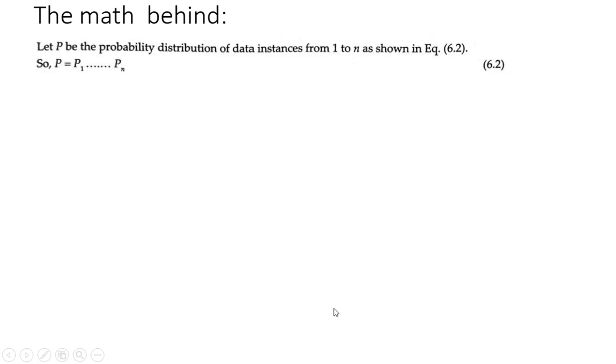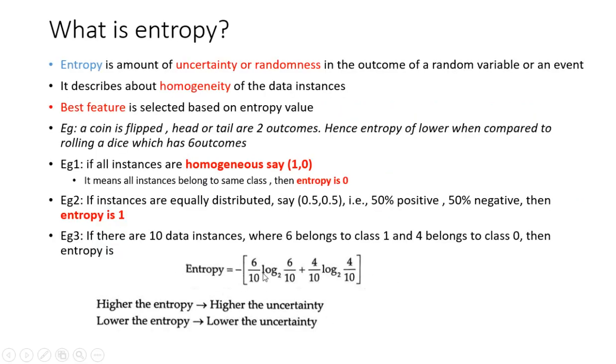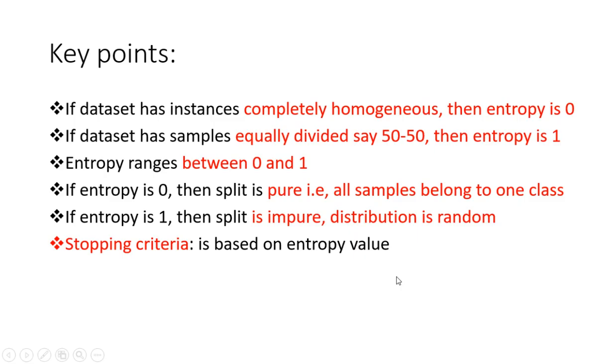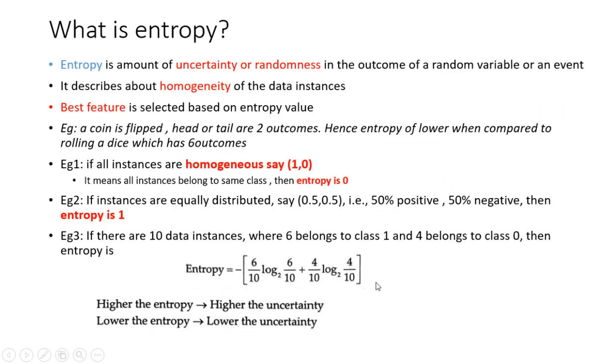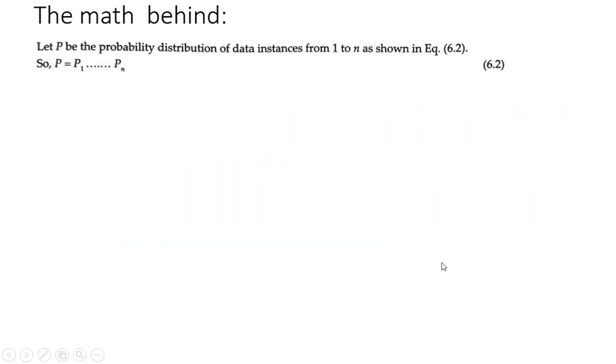Now going back to this problem, this is how we got P1 log of P1 plus P2 log of P2. So what is P1 here? P1 is the number of instances belonging to class 1, that is 6, divided by the total number of instances, that is 10. And here again P2 is the number of instances belonging to class 2, that is 4, divided by the total number of instances 10, log of again 4 by 10. So this is how you calculate the entropy. This formula you need to remember when we are working on problems.